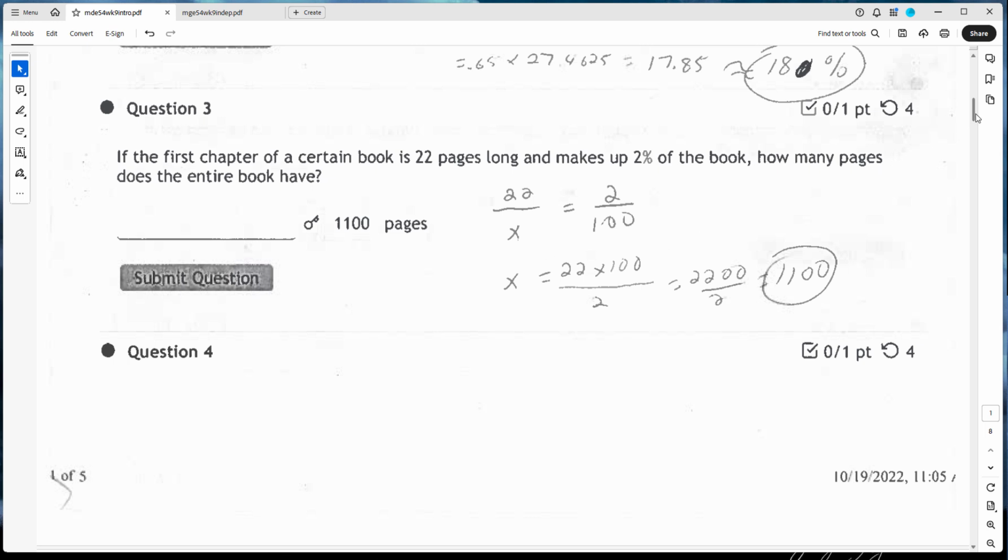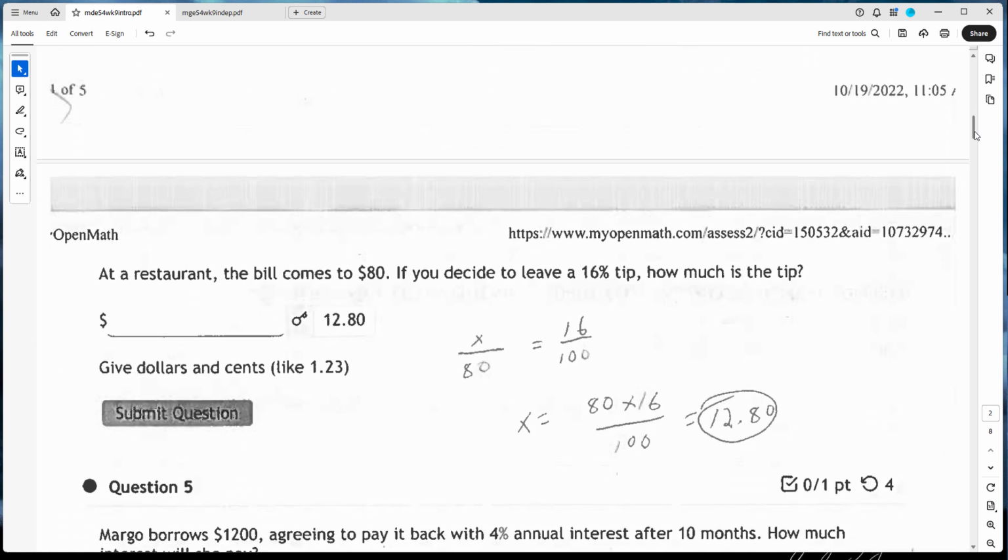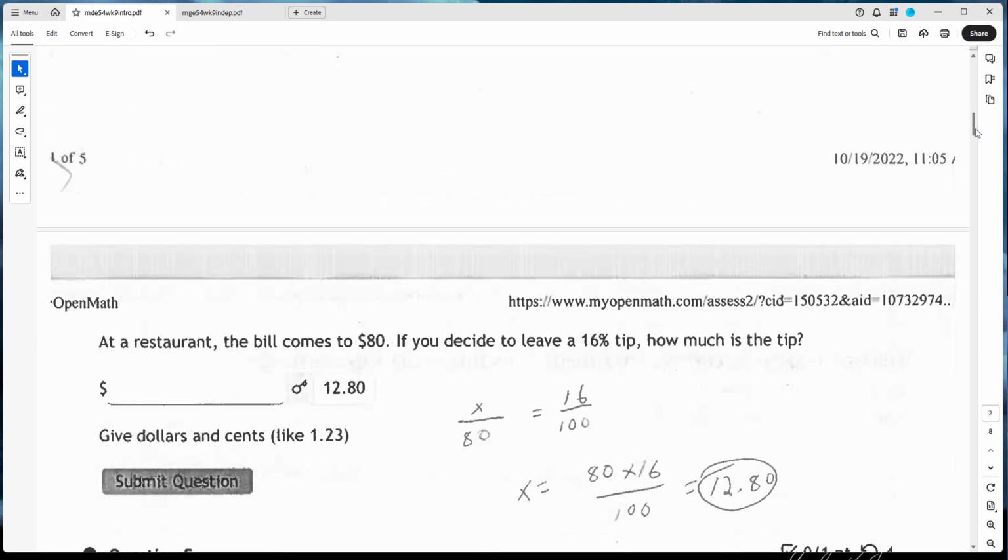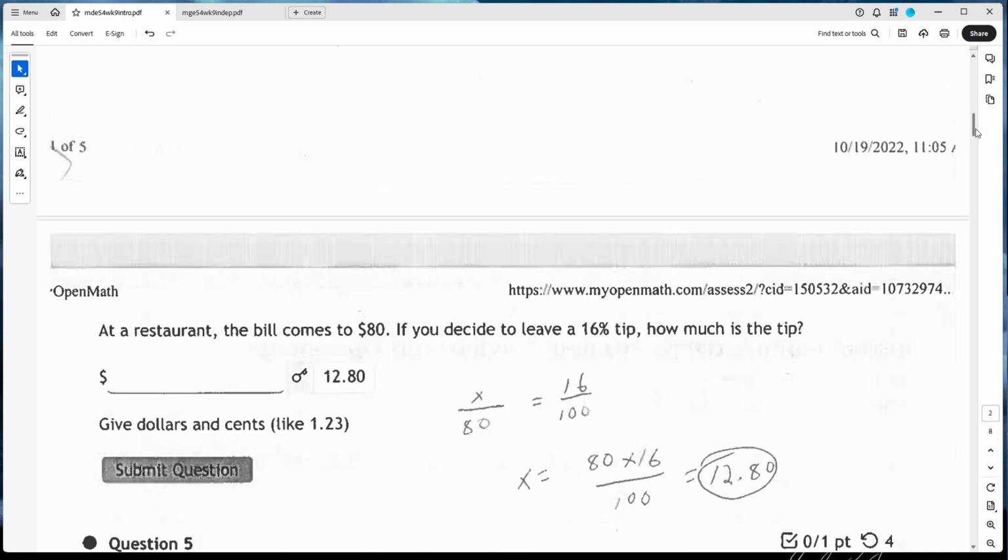The next one is question 4. At a restaurant, the bill comes to $80. If you decide to leave a 16% tip, how much is the tip? So I'll set up a proportion here, 16 over 100, and I want to find the part, the amount of the part, how much is the tip going to be. So I cross multiply and divide and end up with $12.80. That's the amount of the tip. Okay, and that was question 4.